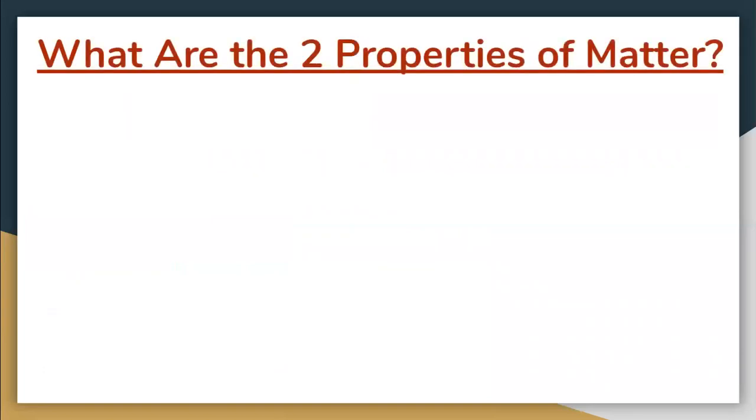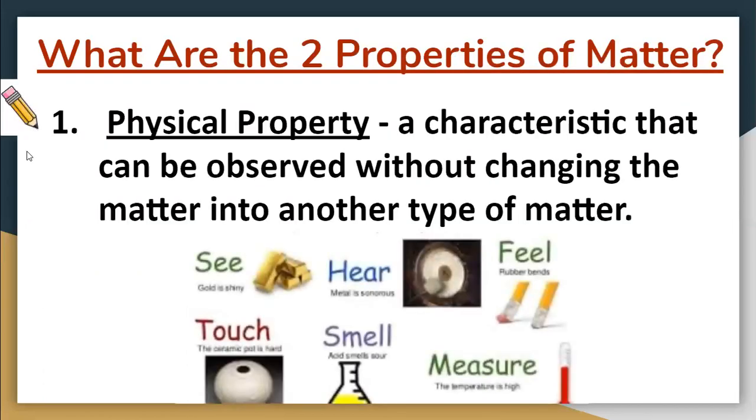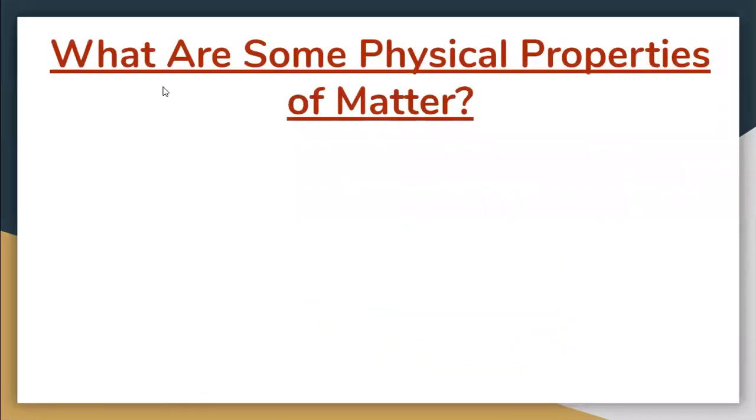What are the two properties of matter? You're going to want to know these two properties. So there's a little pencil again on the left. A physical property is a characteristic that can be observed without changing the matter into another type of matter. So the key word here is that it can be observed and it doesn't change into another type of matter. So can you see what you can see, hear, feel, smell, touch, measure? What are some physical properties of matter? Can you think of some?